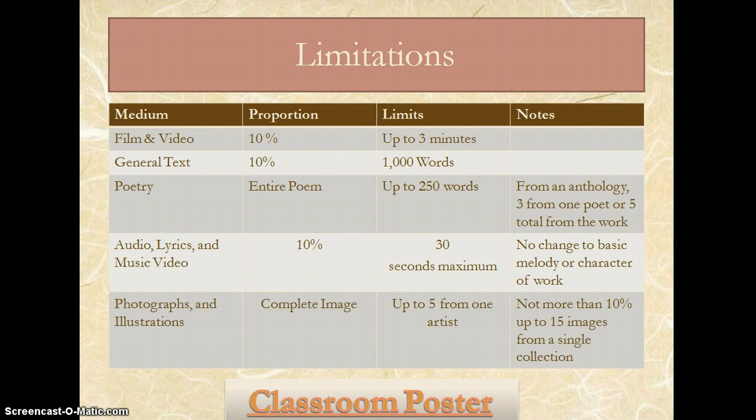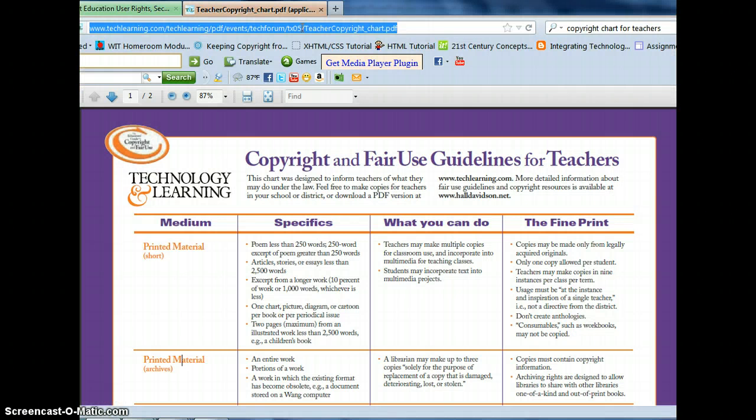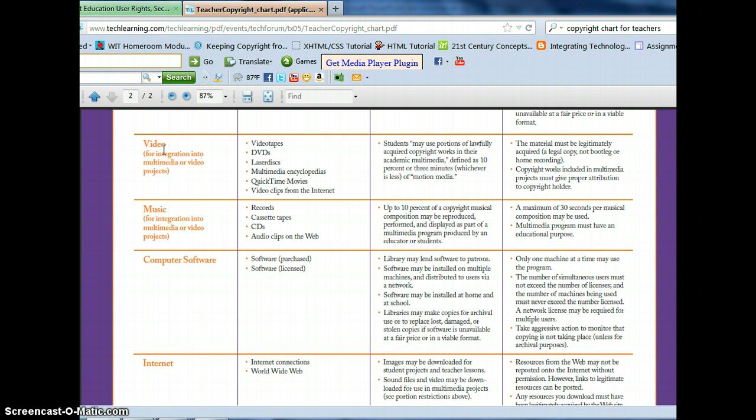If you would like a poster that you could print off and hang up on the walls of your classroom or in your school building to use as a quick reference, you can go into a search engine and search for copyright guidelines for teachers. The website techlearning.com will open up a PDF that can be printed off that provides more specifics for various types of mediums. Here is a link to the website where you can retrieve this poster. And this poster is 2 pages long. It is something that you can print out and laminate if you would like.